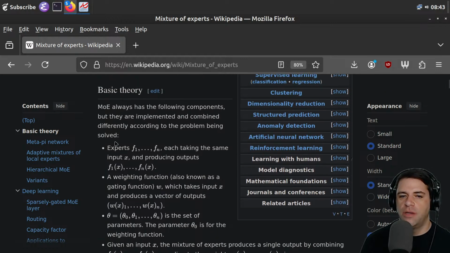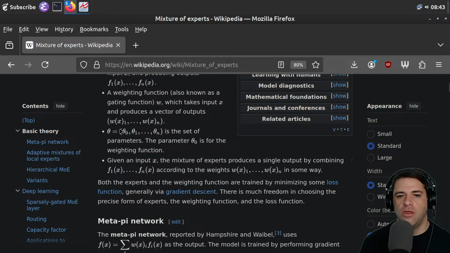At least conventionally, here's how mixture of experts works. You have a bunch of experts, which they're calling F1 to Fn. These are essentially just functions. They each take the same input, X, and produce different outputs. And then you have a weighting function, also known as a gating function, which takes the input X and produces a vector of outputs, W. And then you have a bunch of parameters.